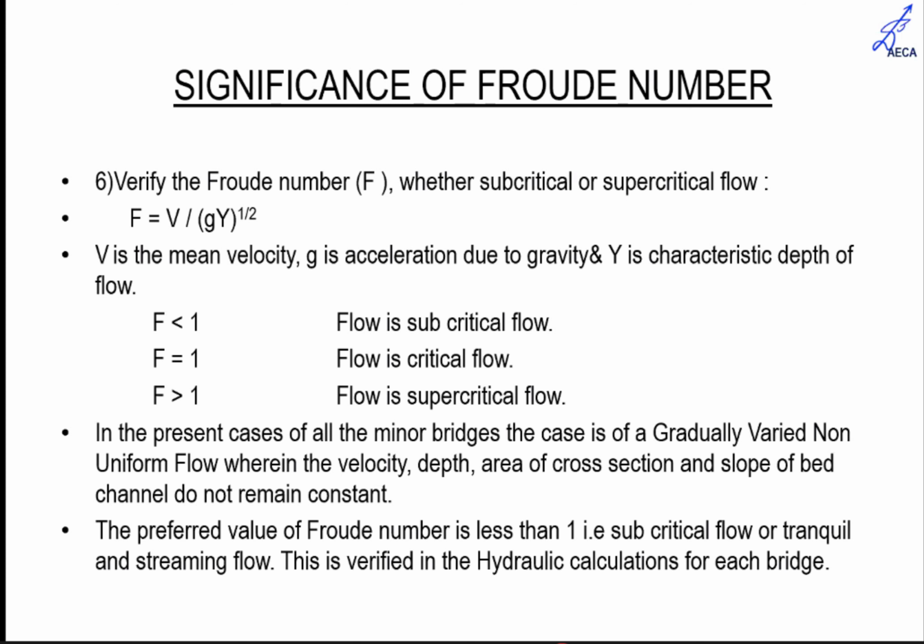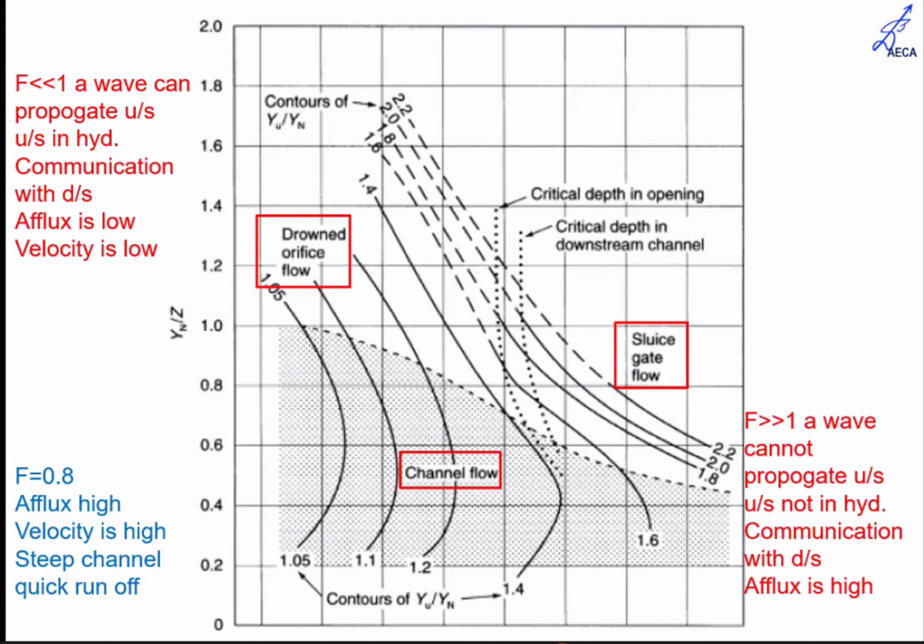What is the significance of this F? A study was done for a small bridge. Of course, it cannot be generalized, but qualitatively, to understand the significance of this Froude number: if the Froude number is much less than 1, then there is a possibility that the wave from the downstream can propagate to the upstream. So normally a flow is from the upstream, but then the upstream is in hydraulic communication with the downstream. Such flows also have an efflux which is low and velocity also is low. So F much less than 1 is not a very recommended value.